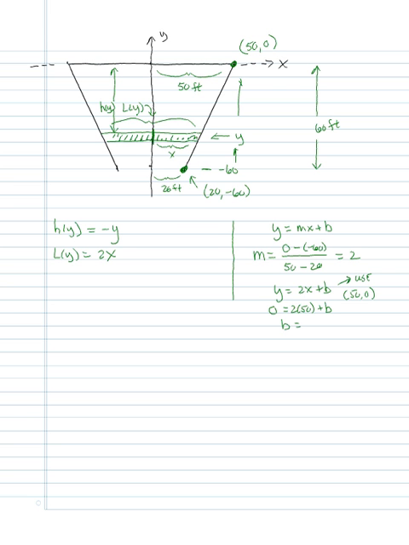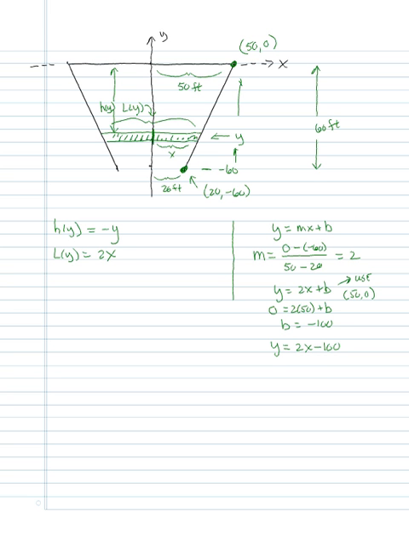In this case, we would get b is equal to -100. And so now the equation of this line, because it's a little different orientation, is y is equal to 2x minus 100.